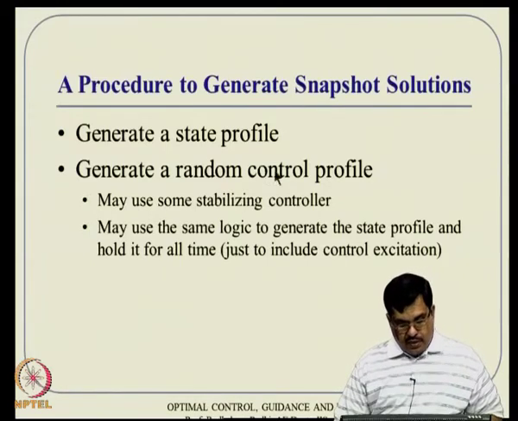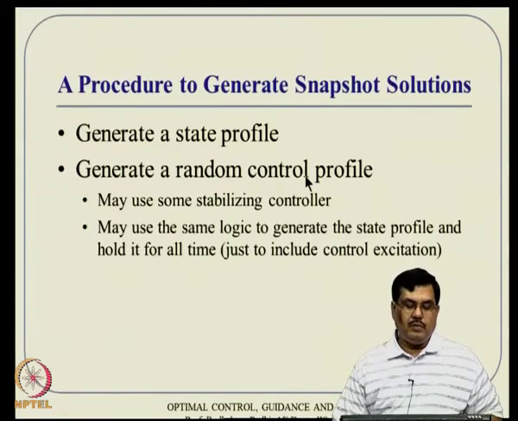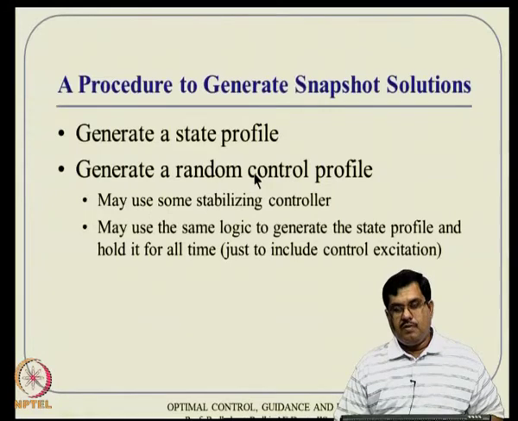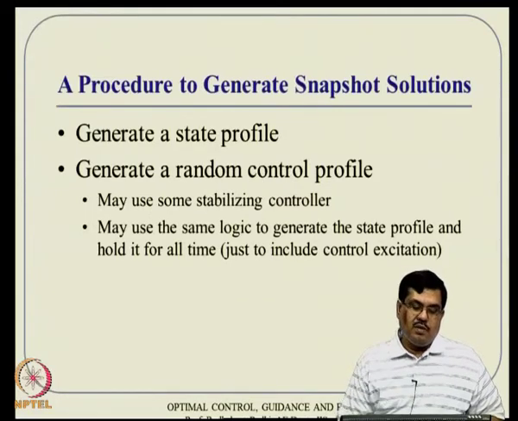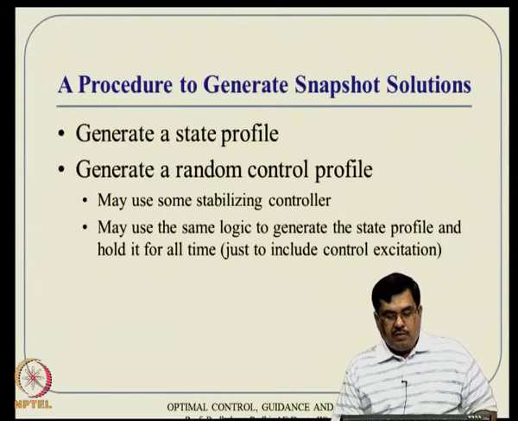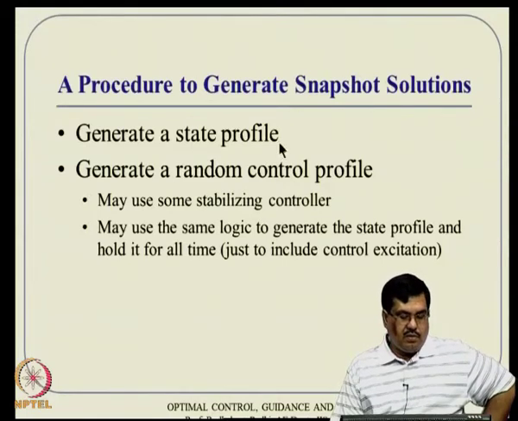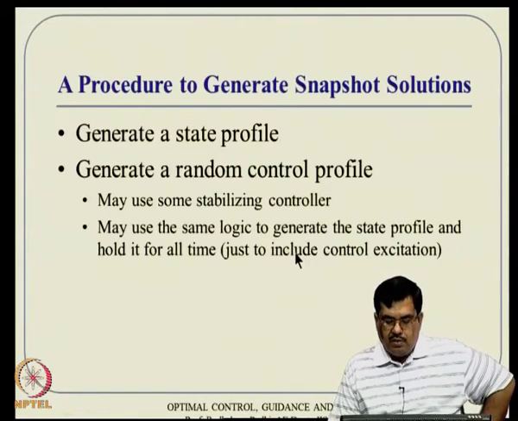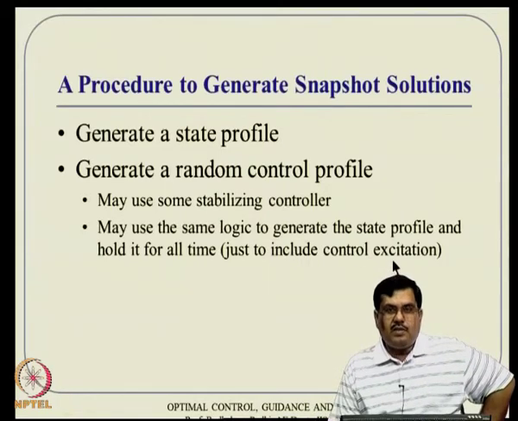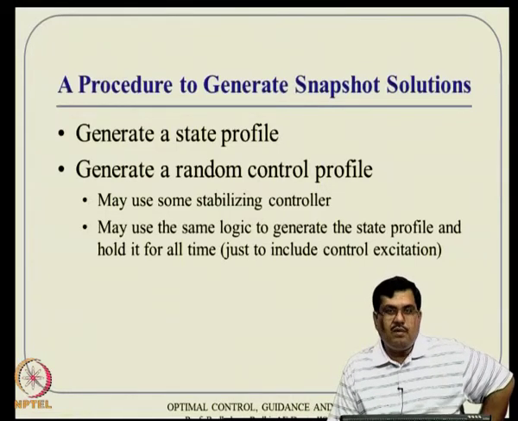But remember, you cannot generate it very randomly. If you really put in a random control, the system dynamics behavior can be very bad. It can even go to instability, and you do not want that. Because with application of control, whatever dynamics it results in the closed loop, we want to mimic that in some sense. For that reason, we may use some sort of a stabilizing controller, or you can also use some sort of a logic to generate the state profile, and just hold it for some time. You do not allow it to keep on implementing for a long time. That means, just to include a little bit of control excitation, even if it is unstable, it may still be okay in some sense.